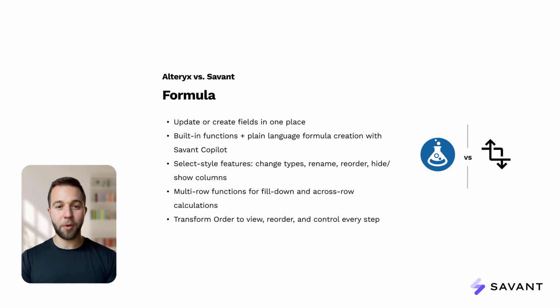In this video, we're comparing the Formula tool in Alteryx with the Transform tool in Savant, which makes updating fields, writing formulas, and handling transformations straightforward. In Alteryx, the Formula tool lets you create or update columns using expressions. You can write conditional statements, combine fields, and perform somewhat complex calculations. While powerful, it can feel complex for new users and often requires pairing with other tools for tasks like changing data types or hiding columns.